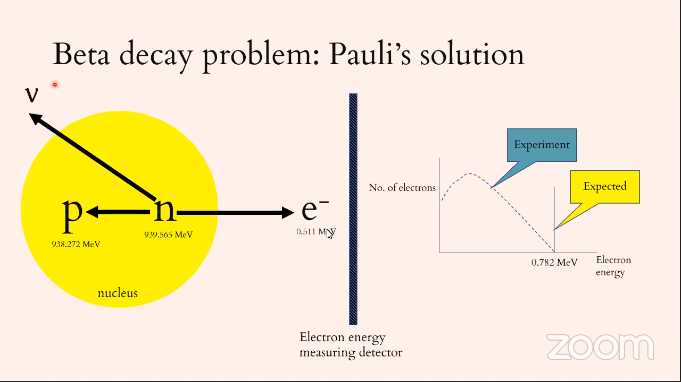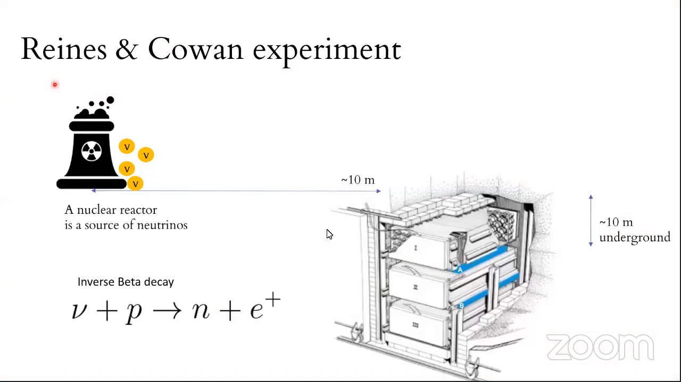However, it's weakly interacting. It doesn't mean to say that it doesn't interact. It means that it weakly interacts. Once in a while, it does interact with material. So in 1956, Reines and Cowan designed an experiment to detect neutrinos.